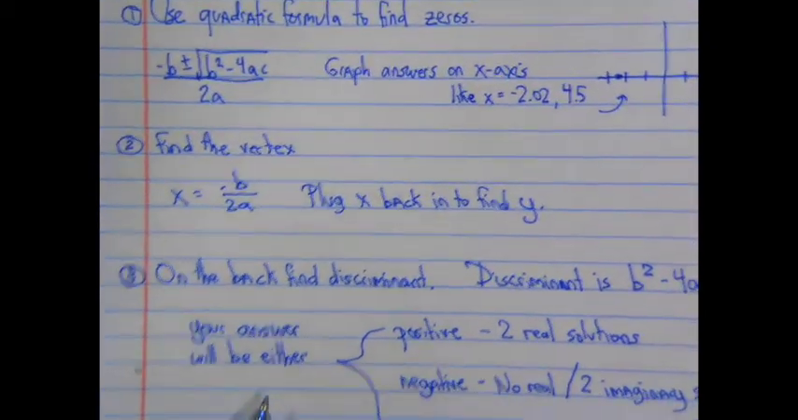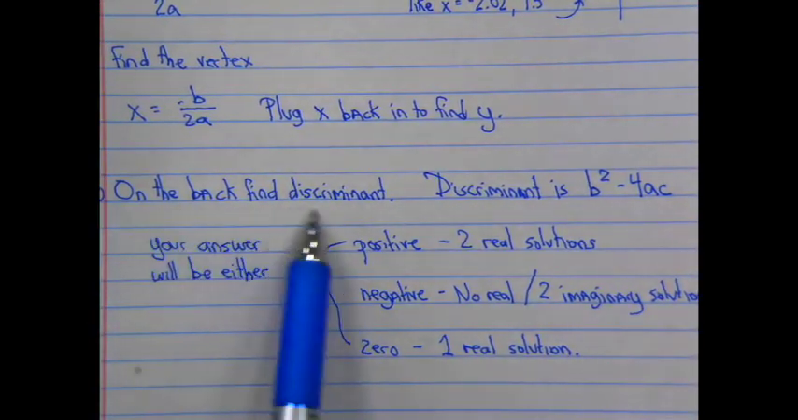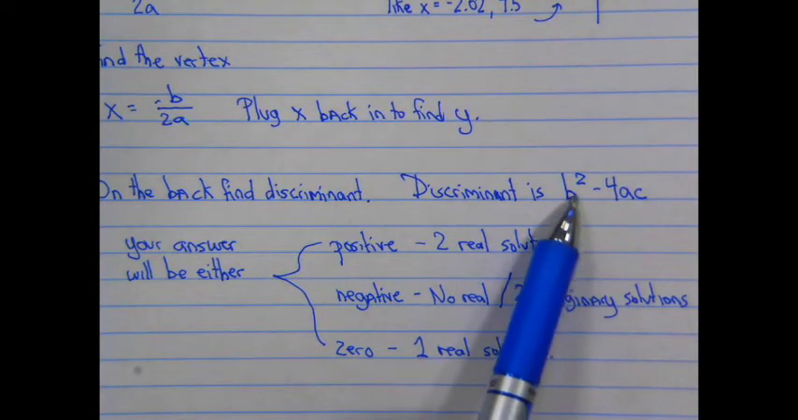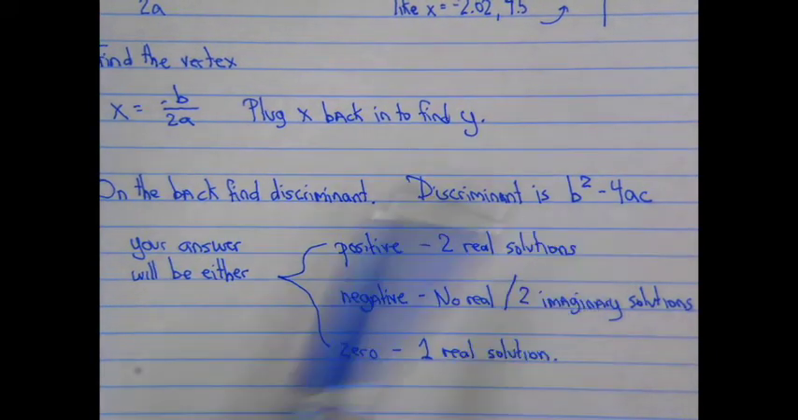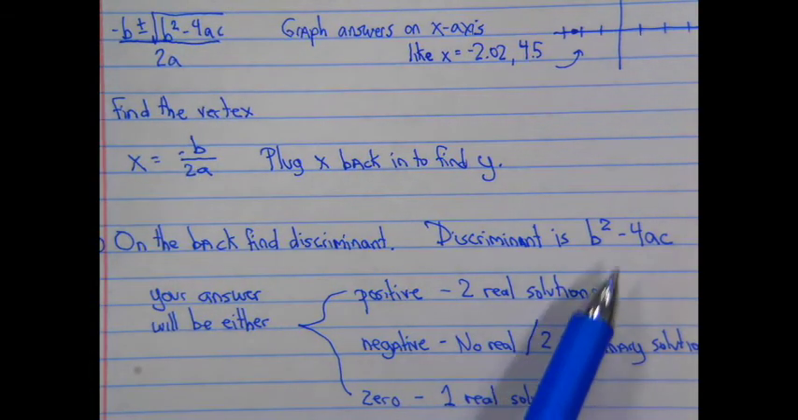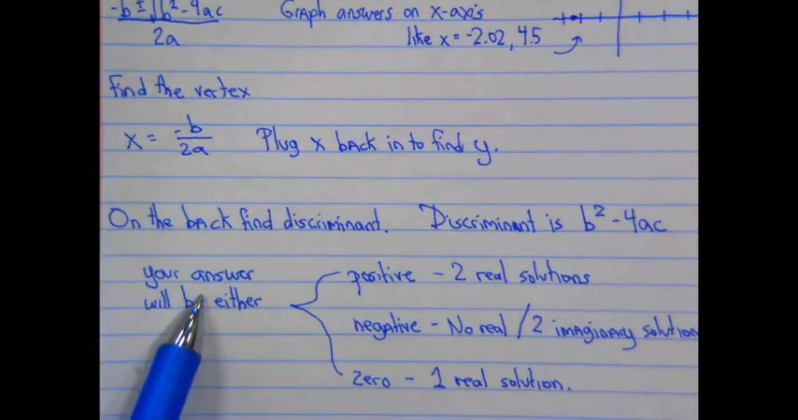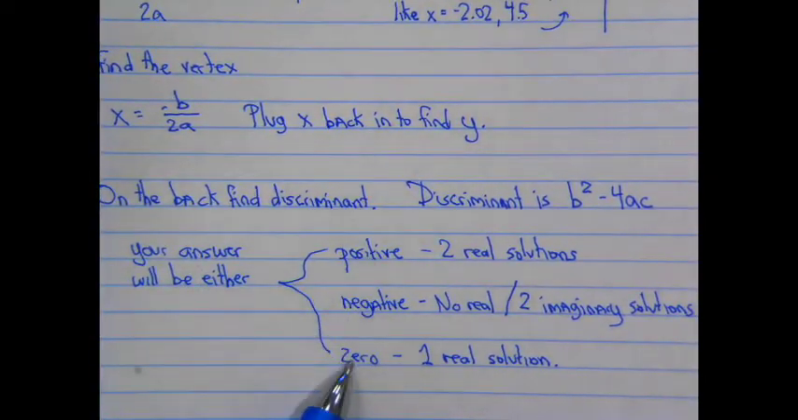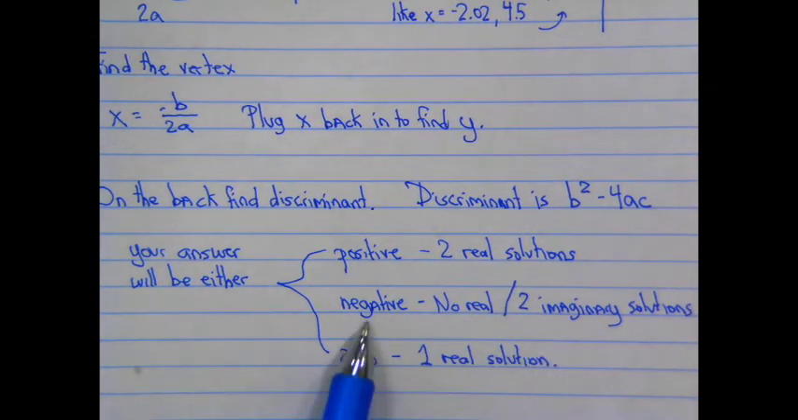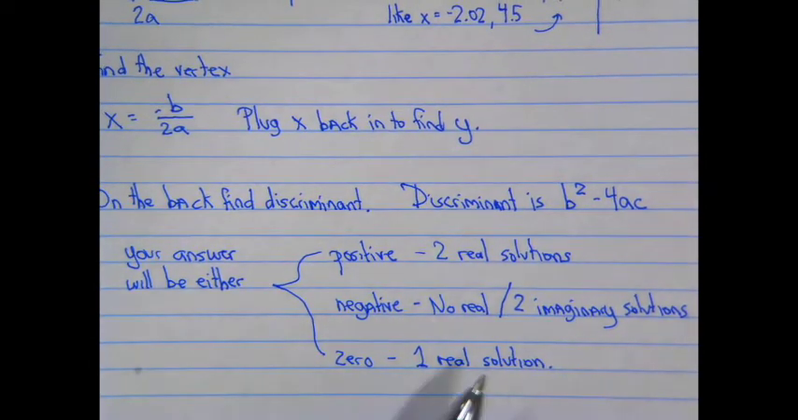Now let's look at the back of the paper, where I asked you to just find the discriminant. You're just going to plug into one part of the quadratic formula, the part under the square root, b squared minus 4ac, which is called the discriminant. You're going to get a number. If you get a positive answer, there are 2 real solutions. If you get a negative, there are no real solutions; there are 2 imaginary. If you get 0, there is 1 real solution.